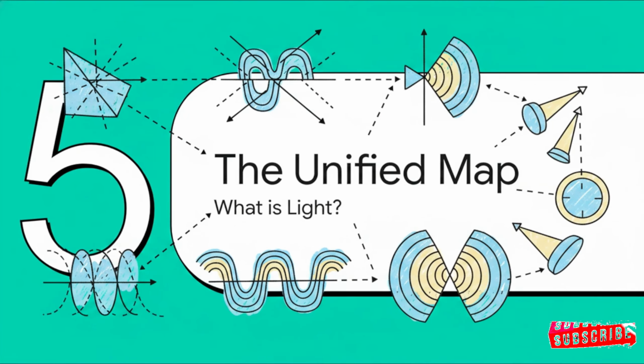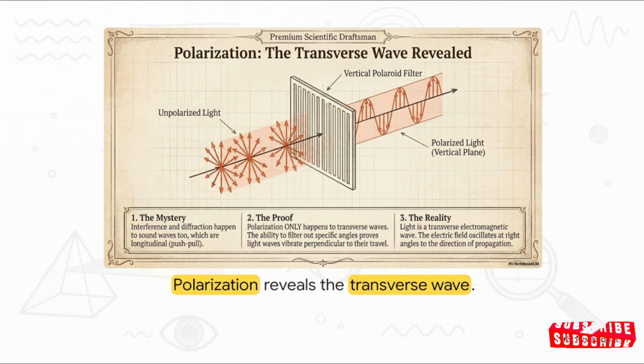And finally, Section 5, the unified map. Now that we've decoded refraction, interference, and diffraction, let's bring all these clues together to answer our fundamental question. While sound waves push and pull back and forth like a slinky, polarization proves that light is actually a transverse wave. That means it vibrates perpendicularly to its direction of travel, which brilliantly allows us to filter out specific angles.